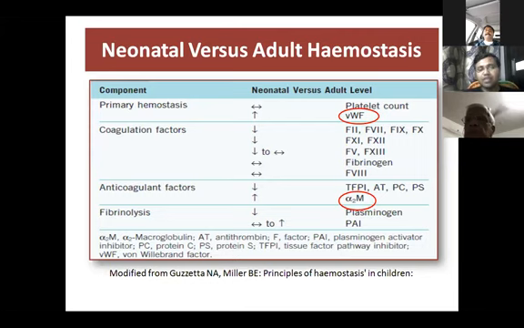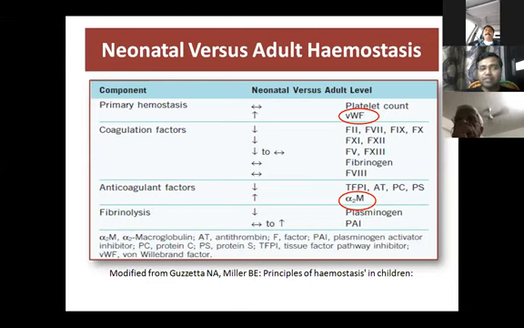But this is very much compensated by the high level of von Willebrand factor. Next comes the coagulation factors, the vitamin K dependent ones. Most coagulation factors are less compared to adults, almost around 40 to 50% of the adult. But fibrinogen and factor 8 are equal in both neonate and adult.